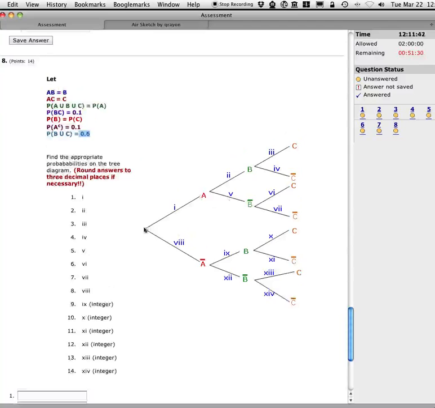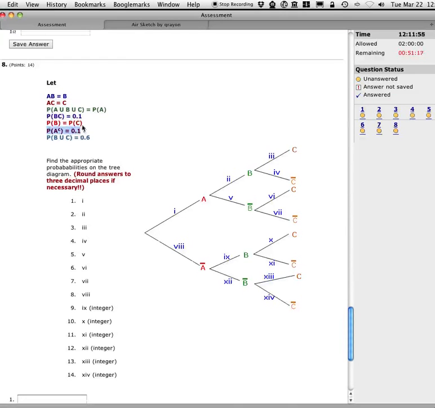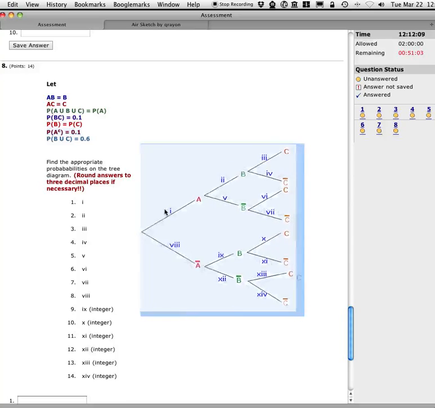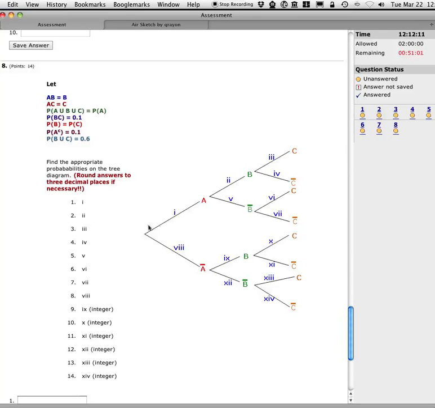Well, the first thing we are asked is the probability of A. Well, we know the probability of the complement of A. And if the complement of A has probability 0.1, then A will be 0.9. So we are able to write down these first two values, probability of A and probability of the complement of A.